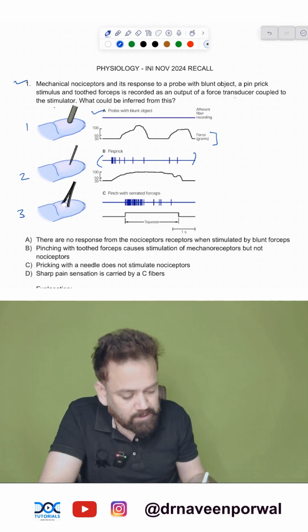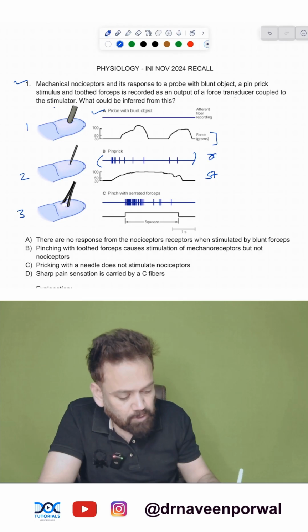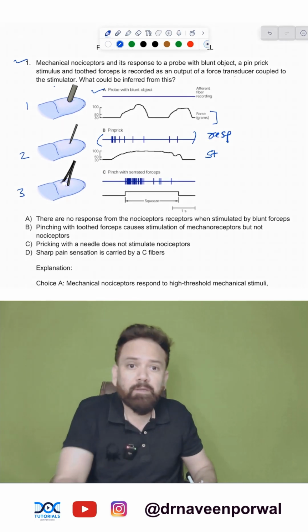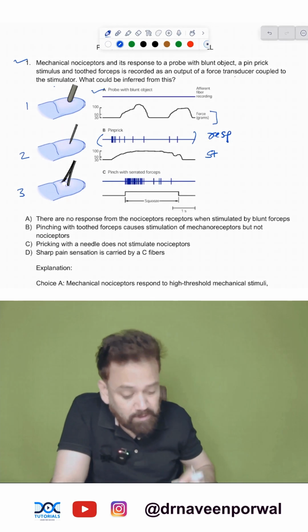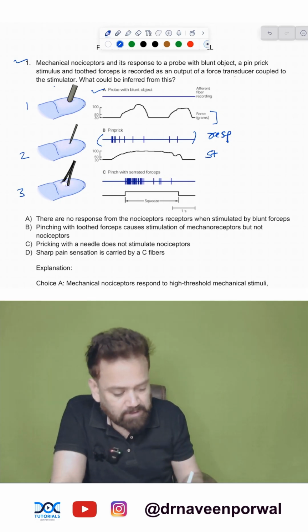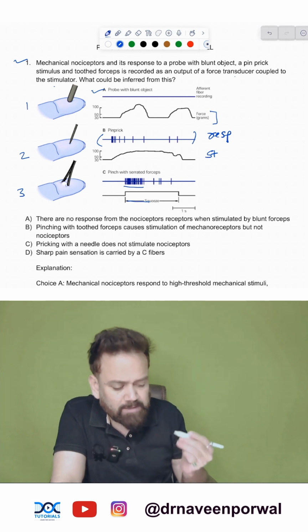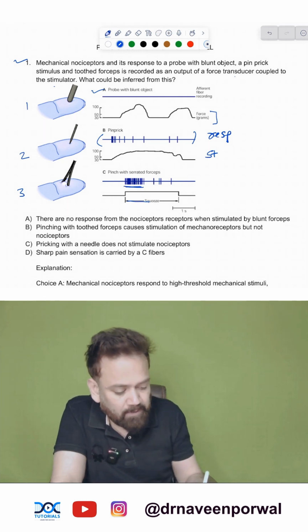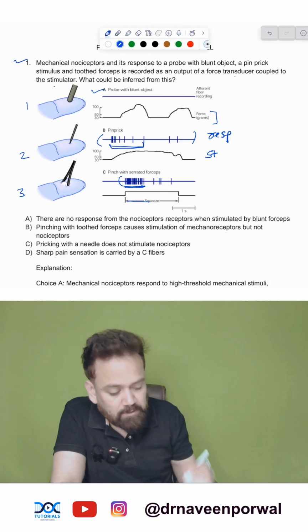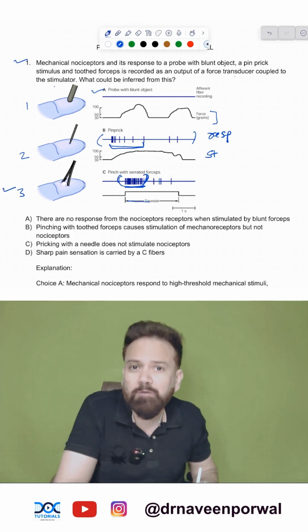So this is about the stimulus. You can see this is the stimulus, and this is the response. So in the second, the pinprick, we can see the response. In the third, the toothed forceps, you can see this is the stimulus and this is the response. The response is intense. If you compare, here it is dense, here it is dense, here it is rare. So you can see the response has greater intensity in the case of toothed forceps.